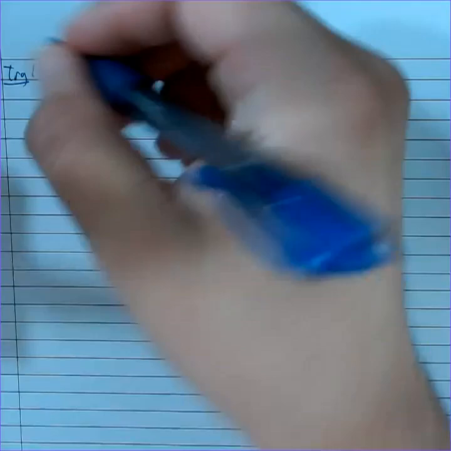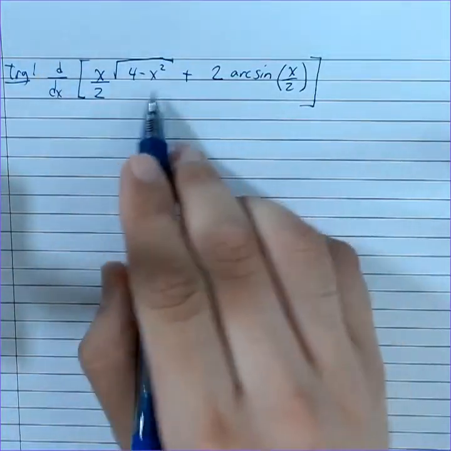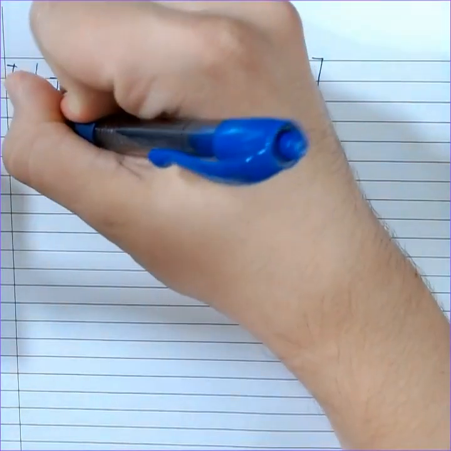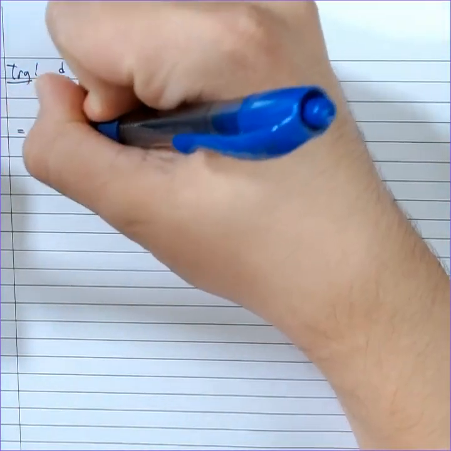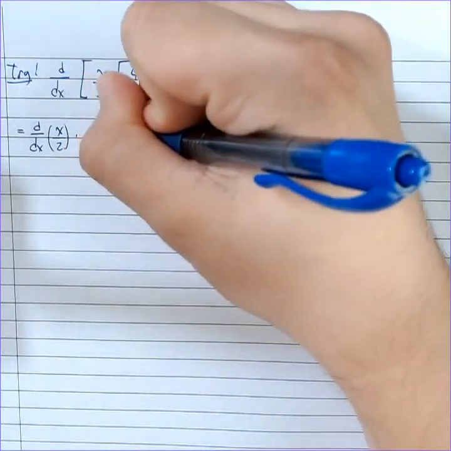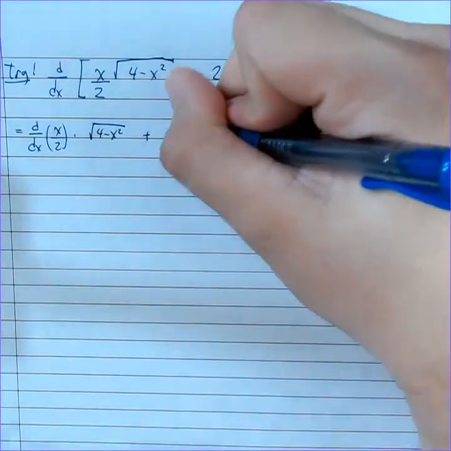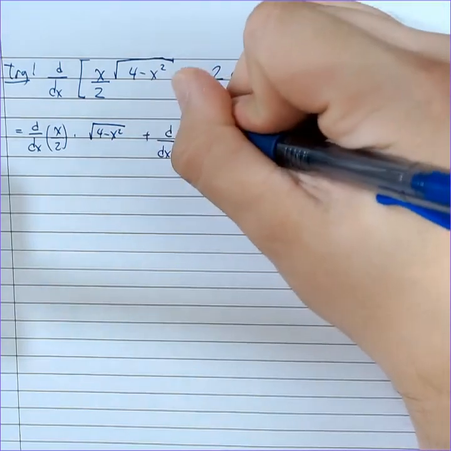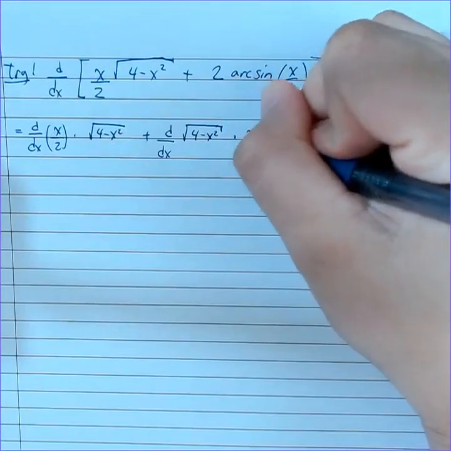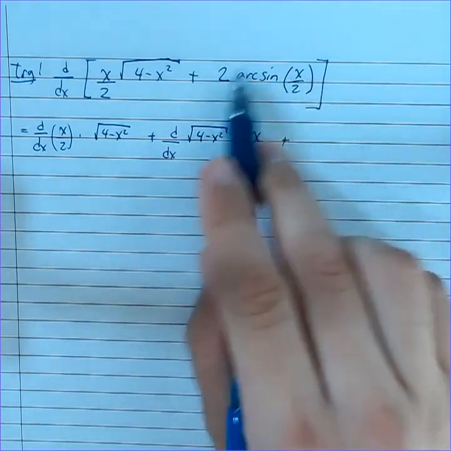All right, so let's take a look. That's a product rule. Okay, so I'm going to take the derivative of the first part times the second part. Plus, now I need to take the derivative of the second part times the first part. Okay. Plus, and over here I need to take the derivative of all of this.